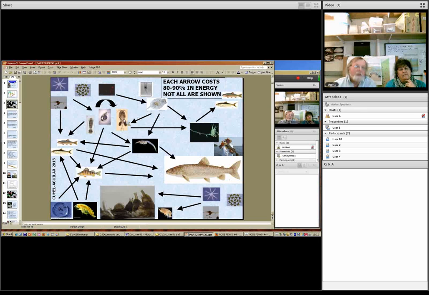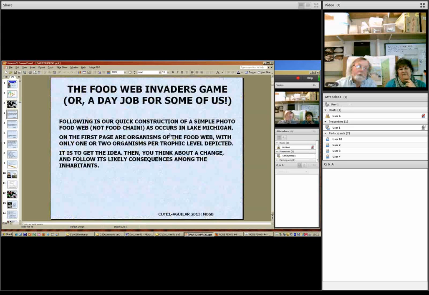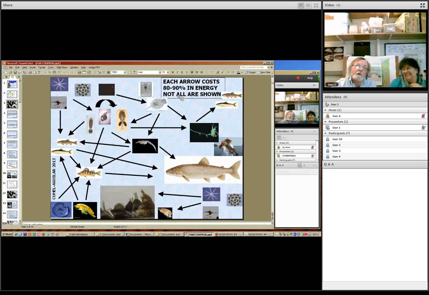And now we're going to set up a little way of looking at how food webs change. I want to draw your attention to this. Each arrow costs about 80 to 90% in energy. So every time you add an arrow, it costs you 80 to 90%.